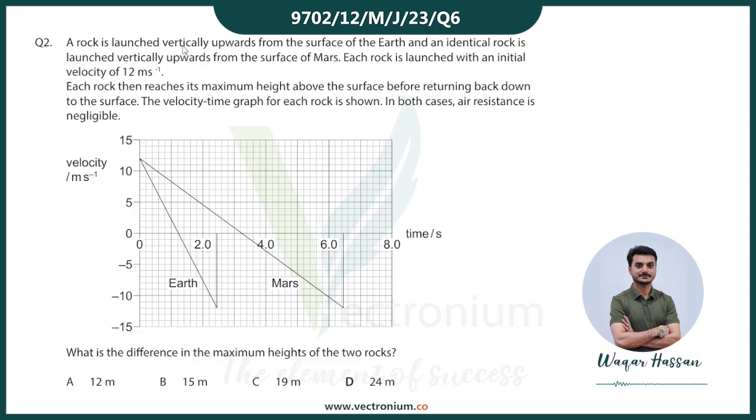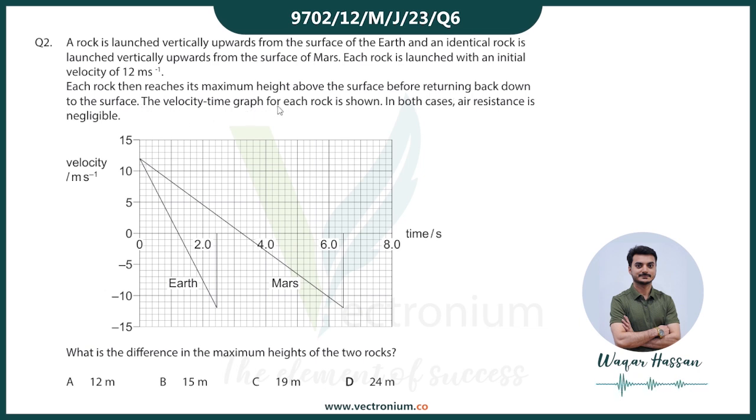A rock is launched vertically upwards from the surface of the Earth, and an identical rock is launched vertically upwards from the surface of Mars. Each rock is launched with an initial velocity of 12 meters per second. Each rock then reaches its maximum height above the surface before returning back down to the surface.